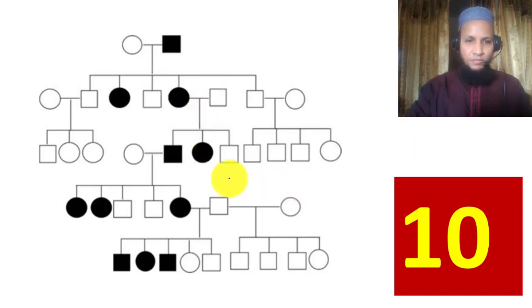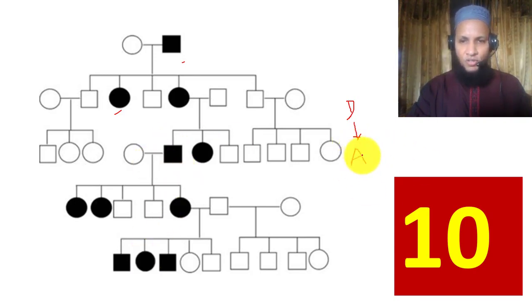Here we can see, is there any skipping? There is no skipping of generation. This is dominant disease. And is it X-linked or autosomal? So we can ask whether there is male to male transmission. We can see there is no male to male transmission, so it cannot be autosomal dominant. So is it X-linked dominant?